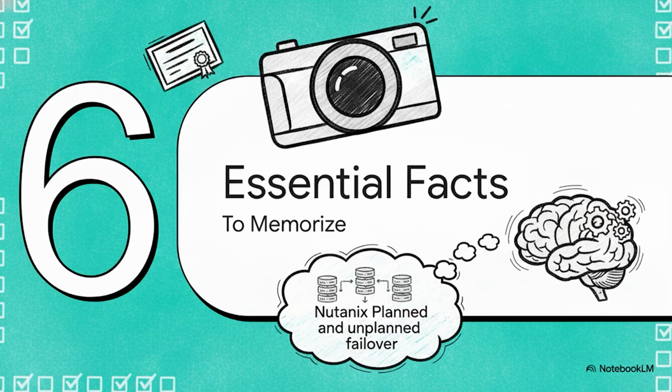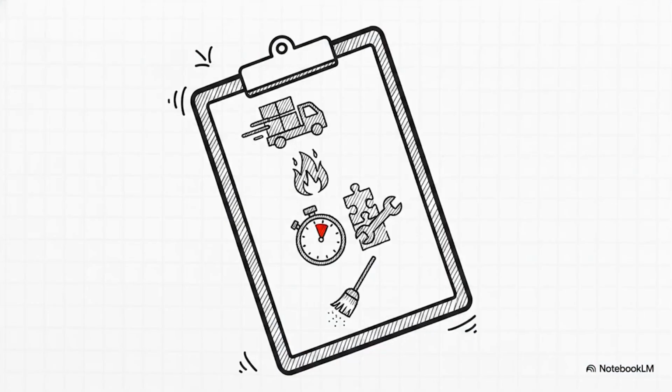Okay, let's wrap this all up with Section 6, Essential Facts to Memorize. We have covered a ton of technical ground today, so let's lock it in. I highly recommend taking a mental snapshot of this final checklist right before you sit for the exam. Let's run through it rapidly. Number 1, the migrate action is for planned mobility. It guarantees zero data loss by taking a final snapshot after power off.